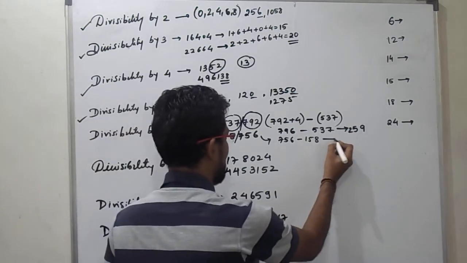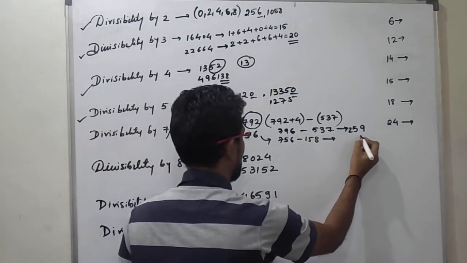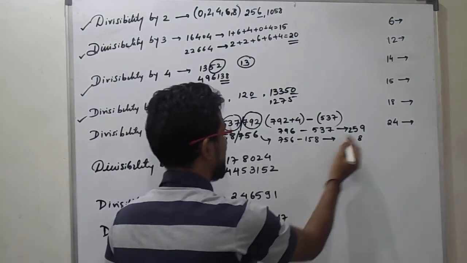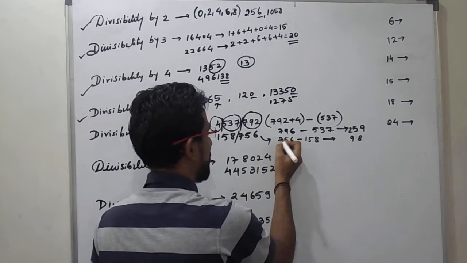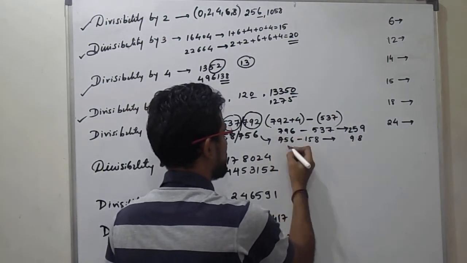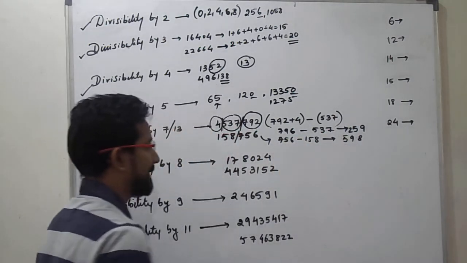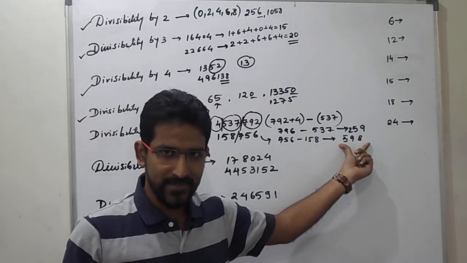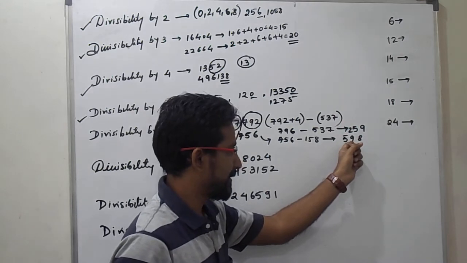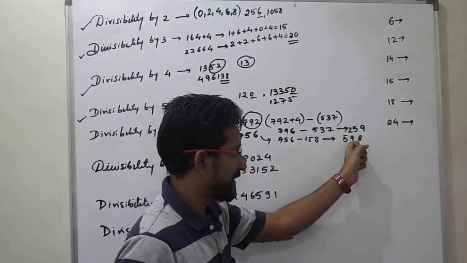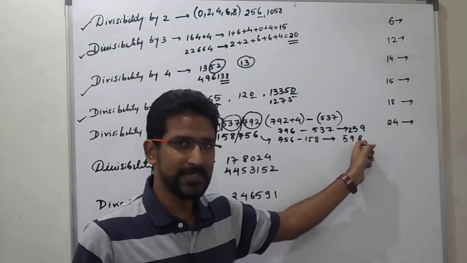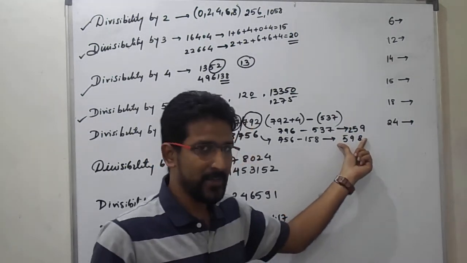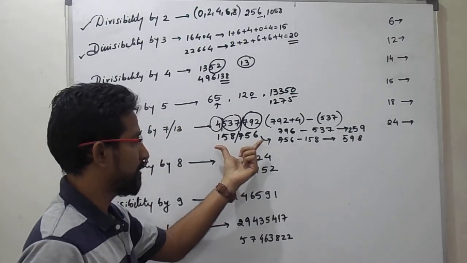If we subtract them, what we get here is 8, and 1 is carried forward, so this will be 9. Then 1 is also carried forward here, so 6 becomes 5. So 598. Now we'll see whether this number is divisible by 7. 7 into 8 is 56, 3 is carried, 38, and 38 is not divisible by 7. So this number is not divisible by 7.